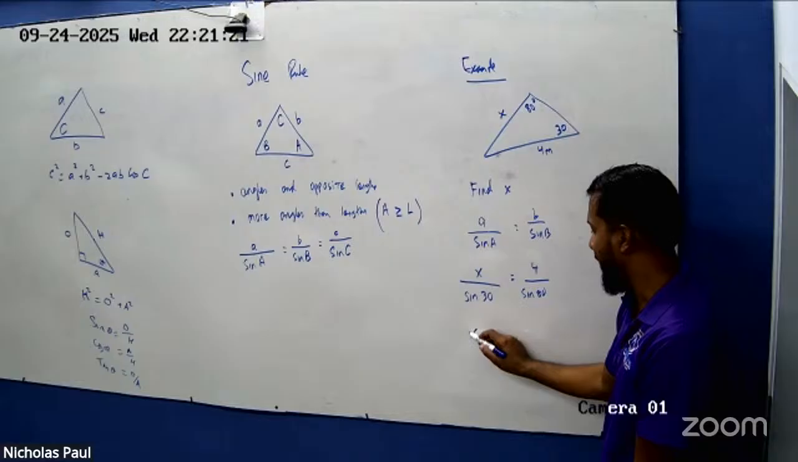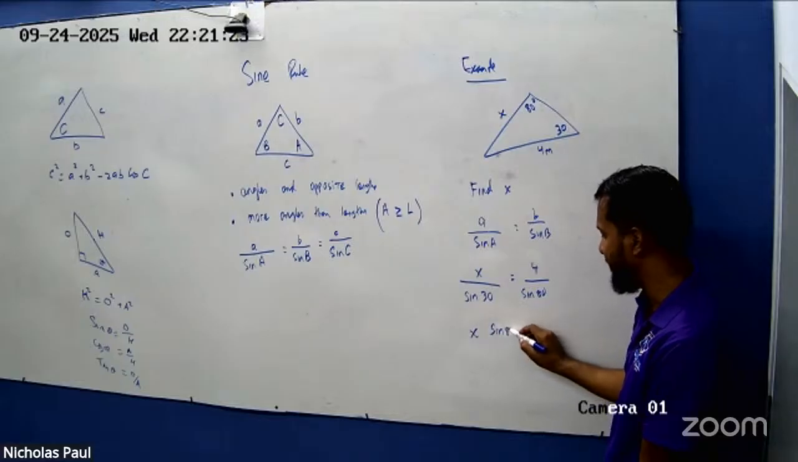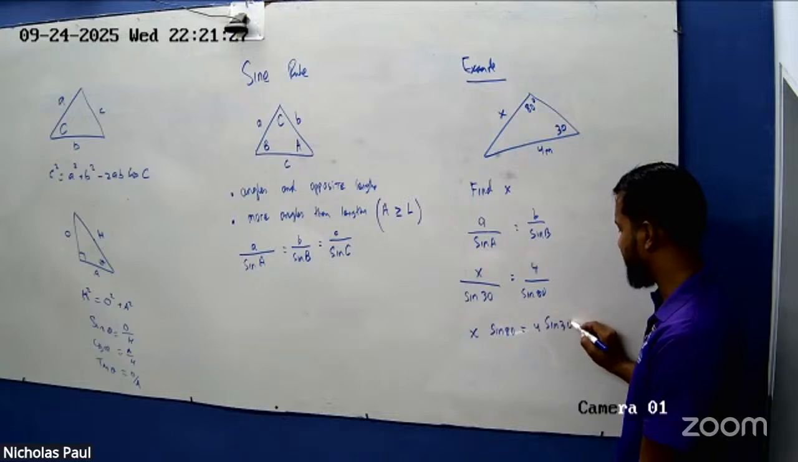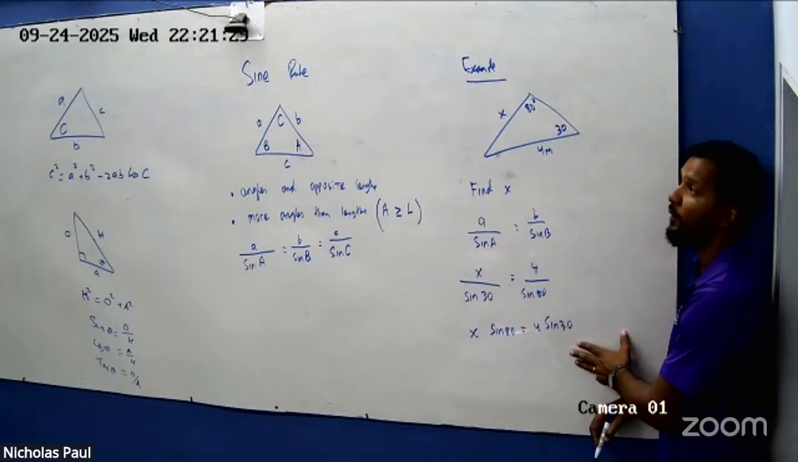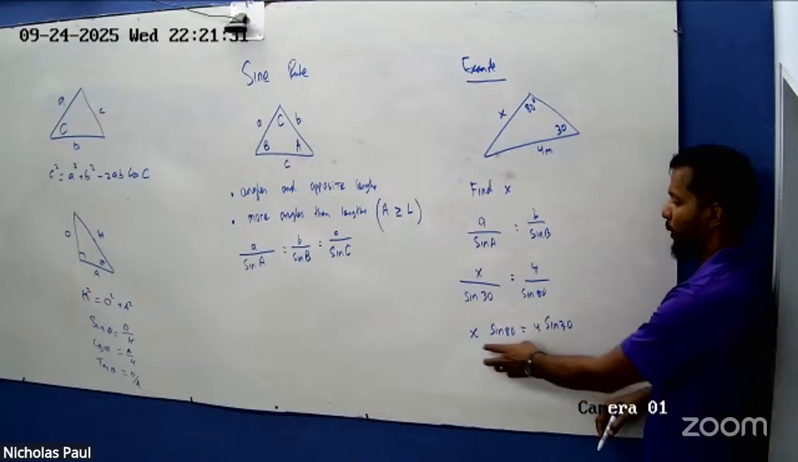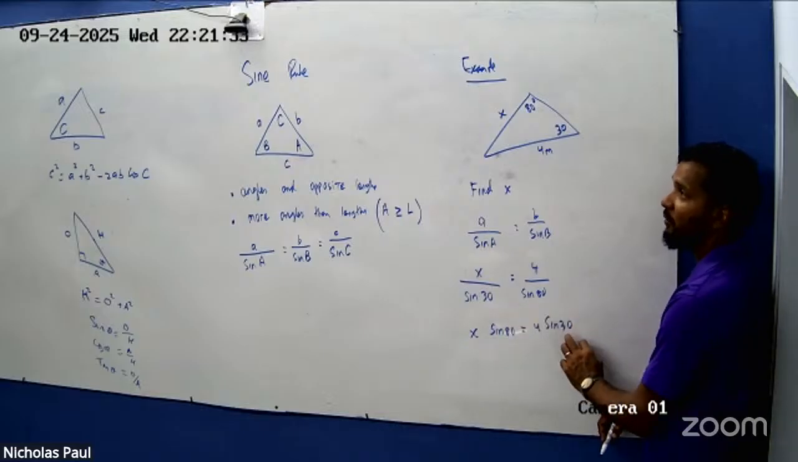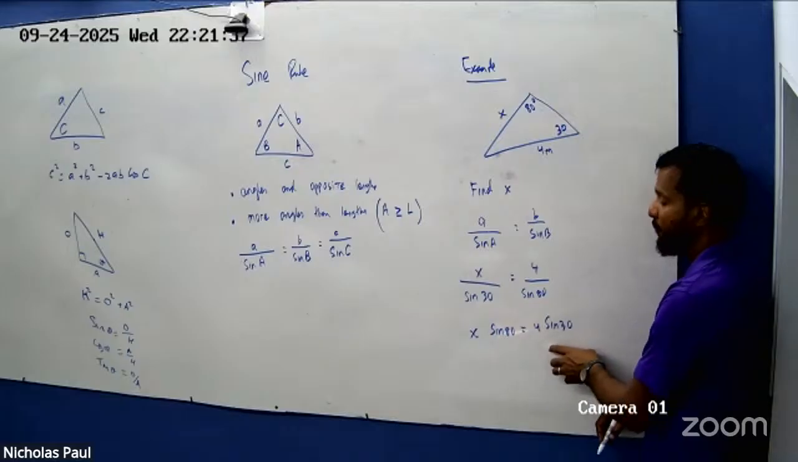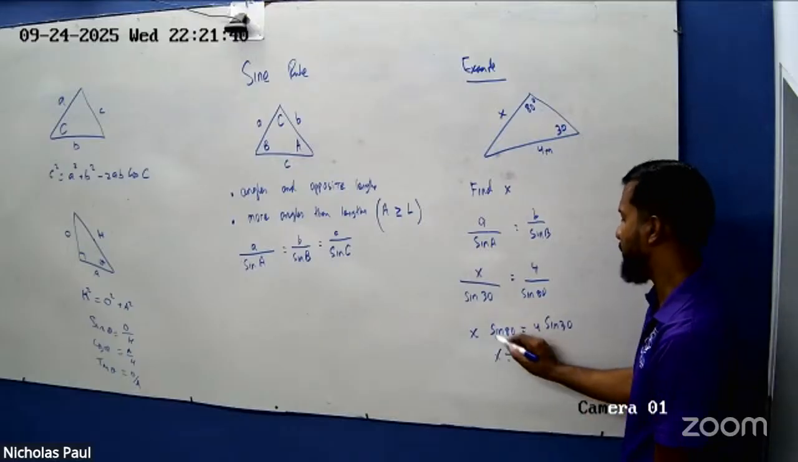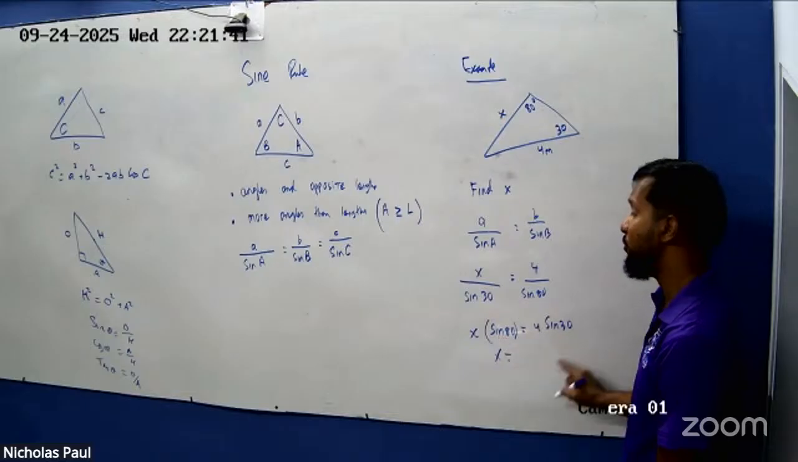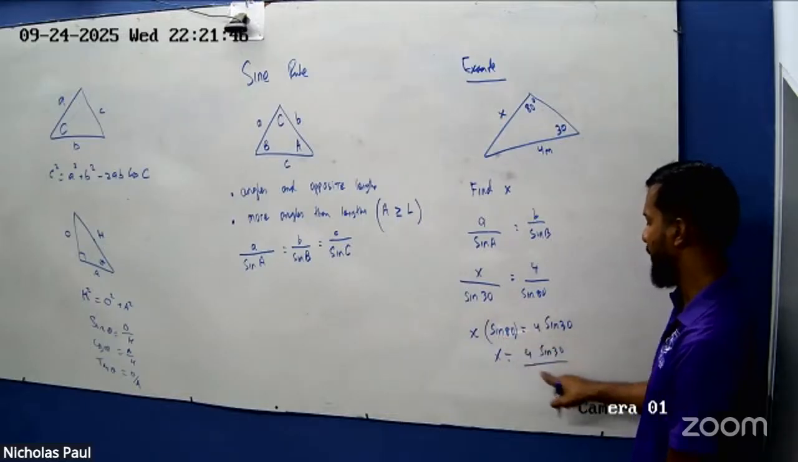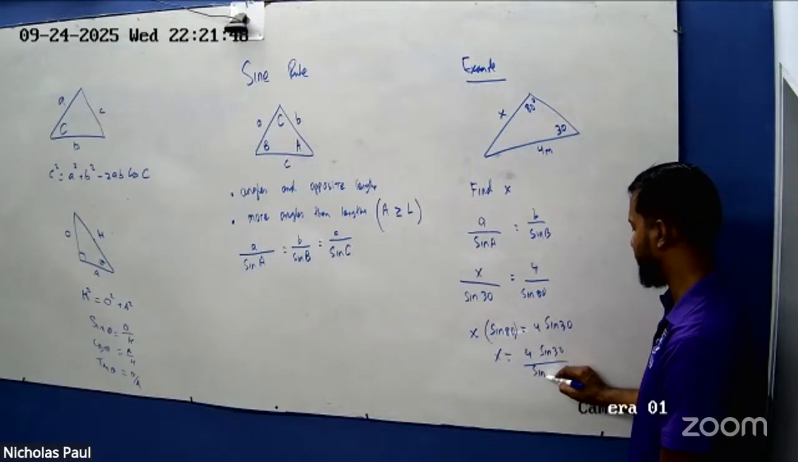So you'll get x sine 80 is 4 sine 30. My advice to you, don't work it out as yet. Right? Only when you make x the subject, then you work it out, so you don't round off. So we're moving across sine 80. Remember, this is multiplied, so you're moving multiplied across to become divide.